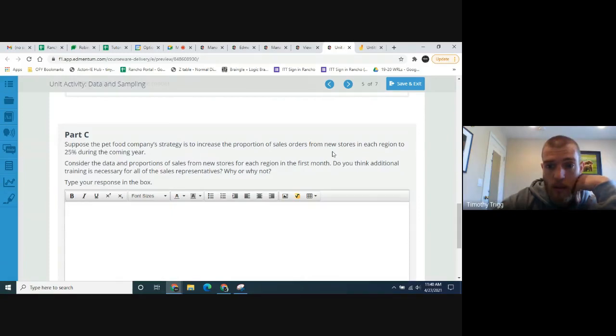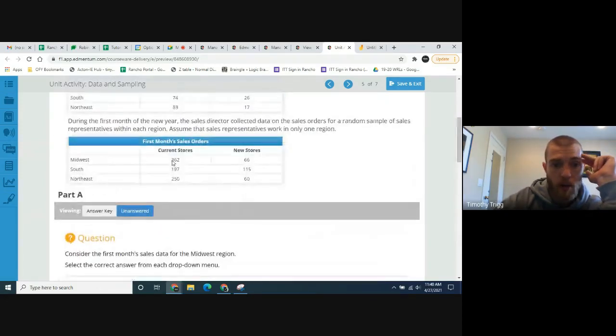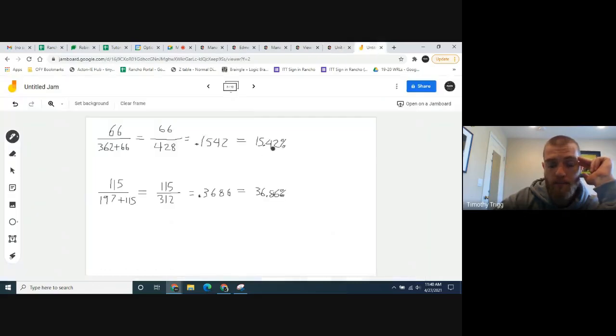25% to come from new stores. Well, we already did in the Midwest, they're only getting 15% from new stores. In the South, it's 36.86%, so about 37% from new stores.